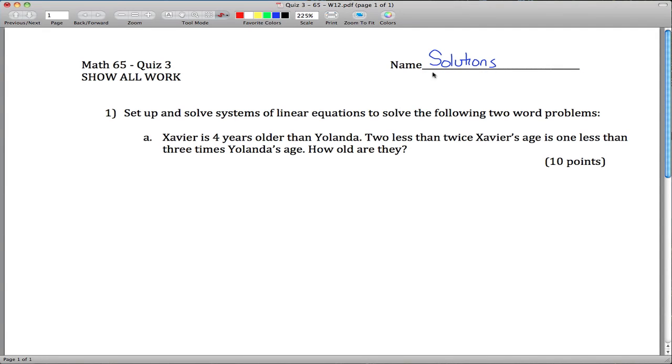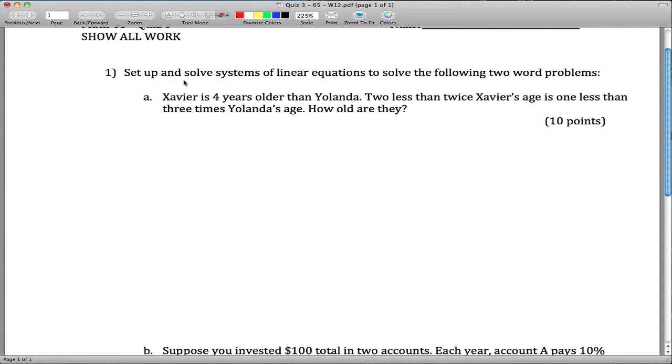All right, here are solutions to quiz 3 from Math 65. We got a couple of word problems. Set up and solve systems of linear equations to solve the following two word problems. All right, so the hardest part is changing the words into equations.